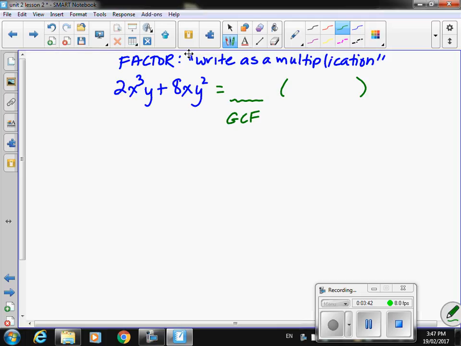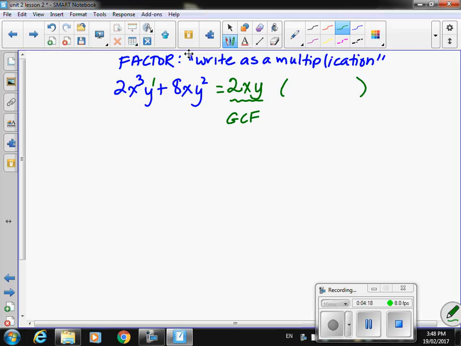So for 2x cubed y plus 8xy squared, I'm going to separate my thinking with my numbers, my x's, and my y's. So what number goes into both 2 and 8? It would be a 2. What power of x goes into both x to the invisible 1 and x to the 3? Just an x, or x to the 1 goes into both of those. Y and y squared. The greatest common factor would be just y. It divides into both y to the invisible 1 and into y squared.